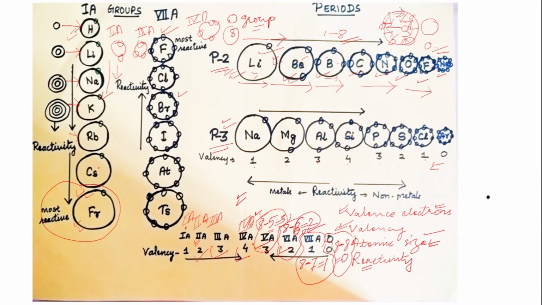Whereas in case of non-metals, for example group 7A elements, the 7A figure is given here. These are 7A elements. Atomic size is increasing from top to bottom, and the last one is the biggest, whereas the topmost is the smallest. The topmost is fluorine over here. Can you see here, most reactive? Fluorine is written as most reactive. So in case of non-metals, the smaller the atomic size, the more reactive the element. Smaller the atomic size, more reactive is the non-metal.